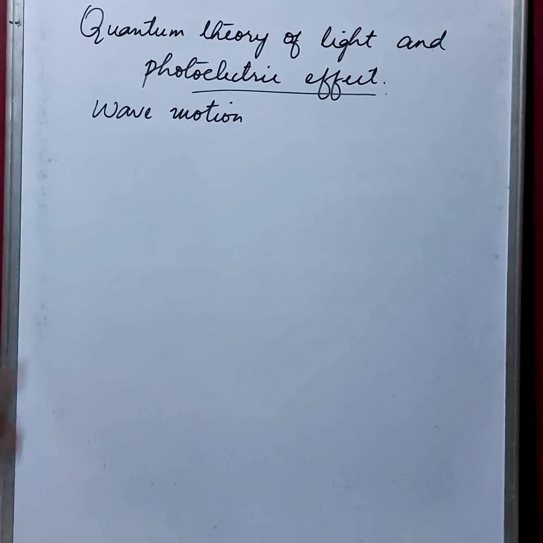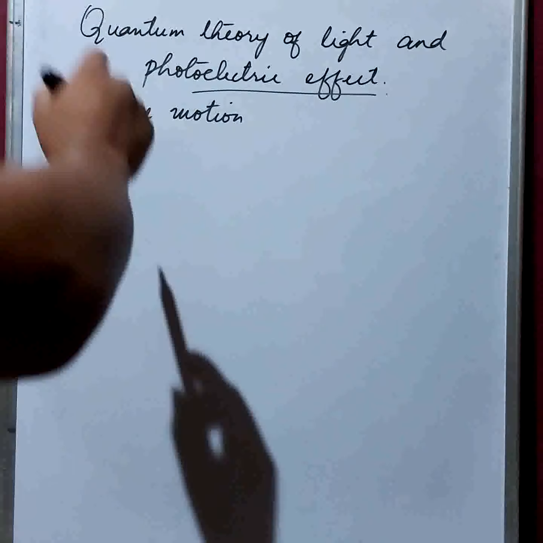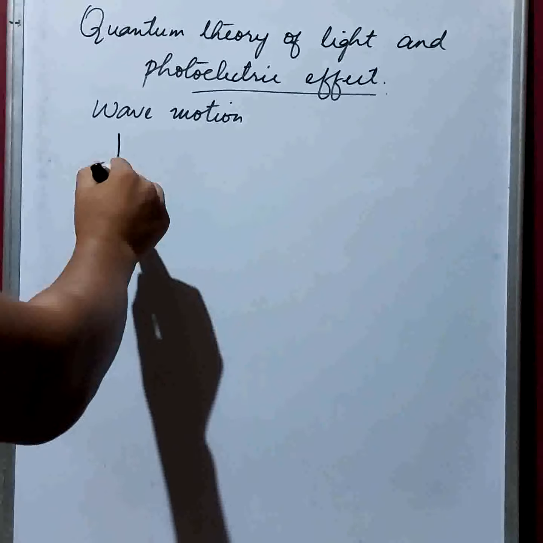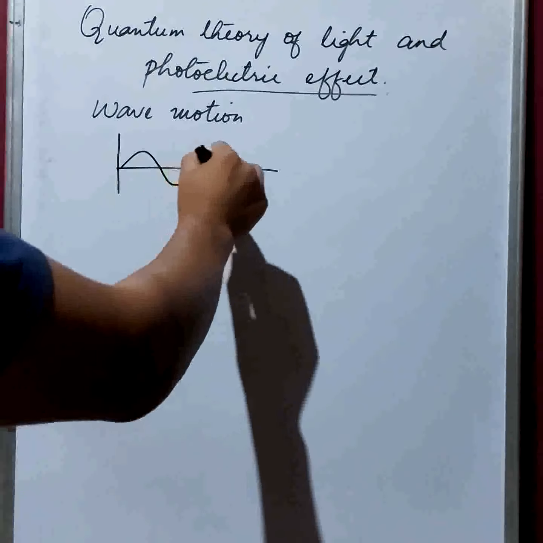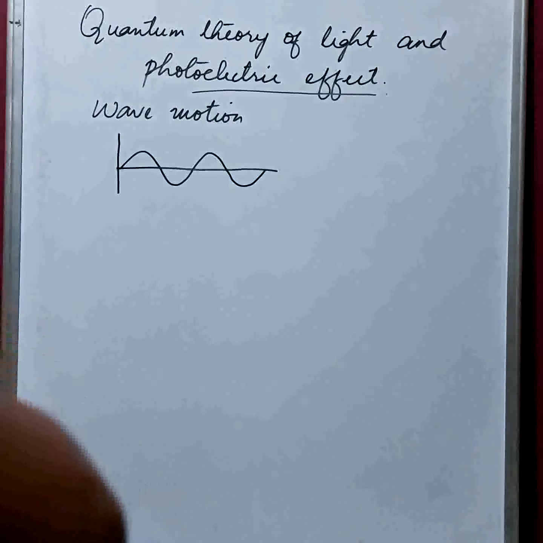Hello everyone. Today we'll be discussing the quantum theory of light and the photoelectric effect. To understand this, we need to understand what wave motion is. We know that waves propagate through different mediums. Suppose this is the mean position, the wave propagates this way.